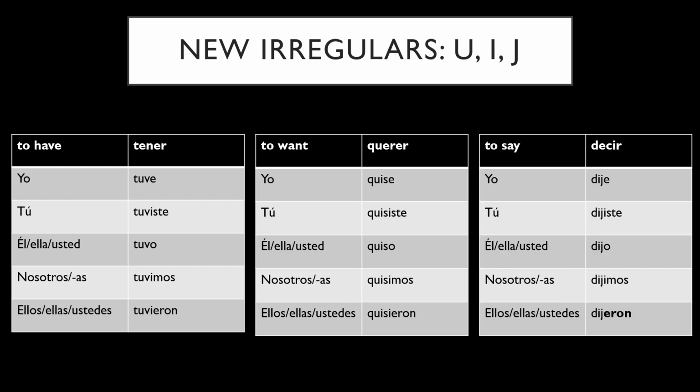Our last example is decir. As part of the J group, the ellos, ellas, ustedes form drops the I. We get the conjugations of dije, dijiste, dijo, dijimos, and dijeron.